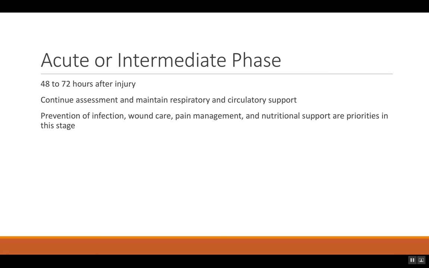Your acute or intermediate phase is your 48 to 72 hours after your injury. Really, again, the important stuff with this is continued assessment and maintaining your respiratory and circulatory support, preventing infection, making sure you're doing wound care. Pain is huge. Make sure you're maintaining the patient so that their pain levels are low, and nutritional support are going to be priorities, which we just said a couple questions back.